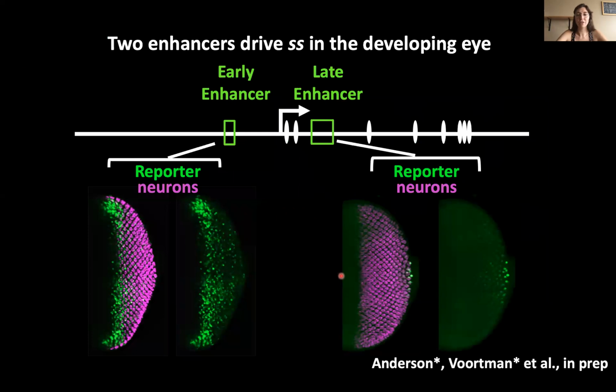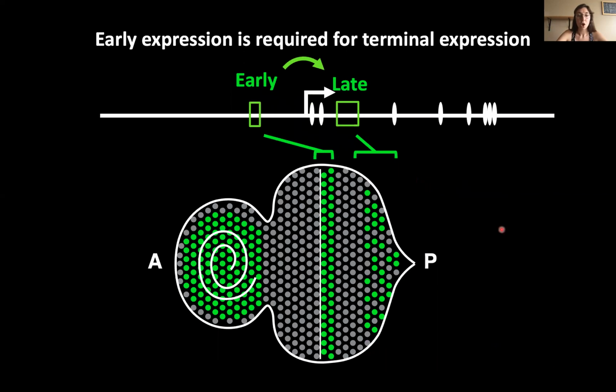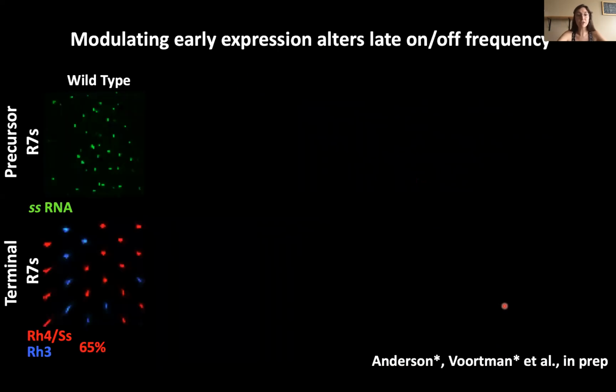Work by Katie Anderson and Luke Vortman in the lab has shown that Spineless is regulated by two enhancer elements. An early enhancer located upstream of the gene drives expression in precursor R7s, while a late enhancer located within an intron drives expression in the terminally differentiated R7 cells. We know that this early expression is required for this late terminal expression. And interestingly, if we modulate early expression, it alters the late on-off frequency.